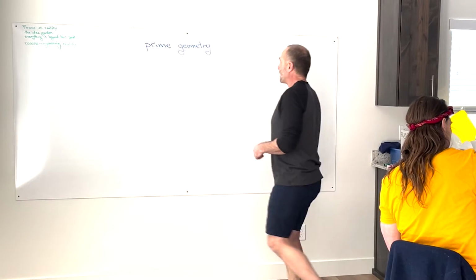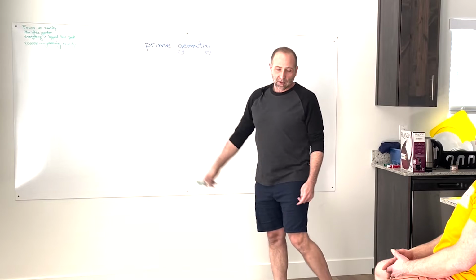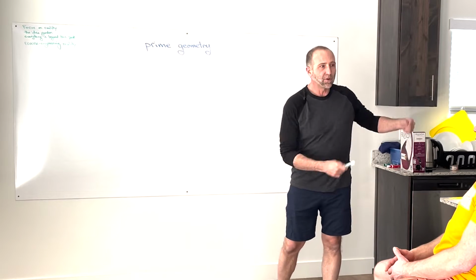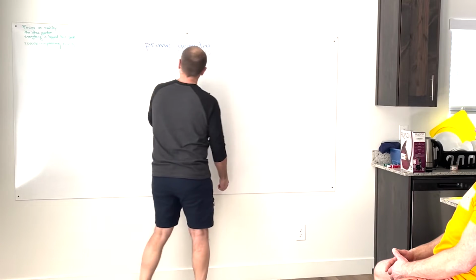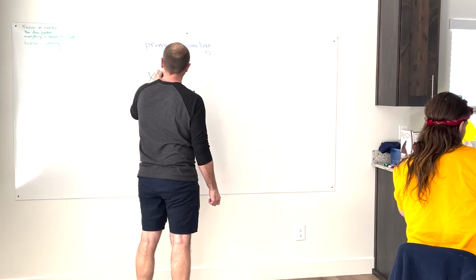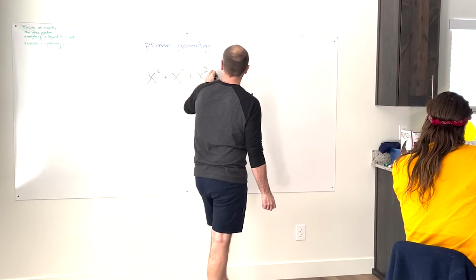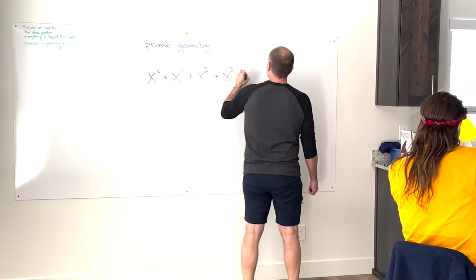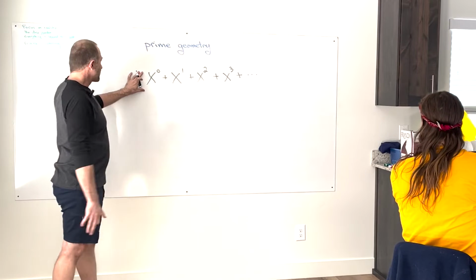So, prime geometry. We want to ask, is there any geometry that factors into the primes? It's a good question. So let's take the trivial factorization sequence: x to the 0 plus x to the 1, out to infinity. We've done this before, but let's do it again. This is just the trivial factorization sequence.